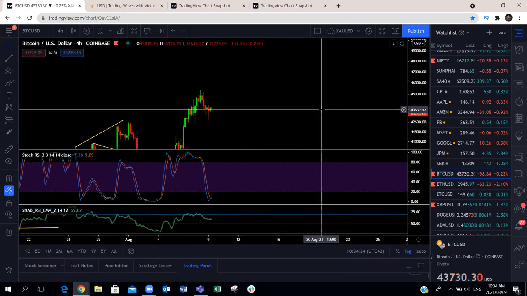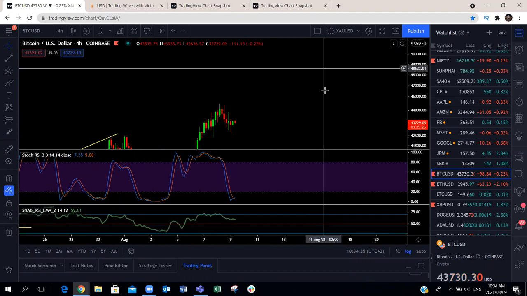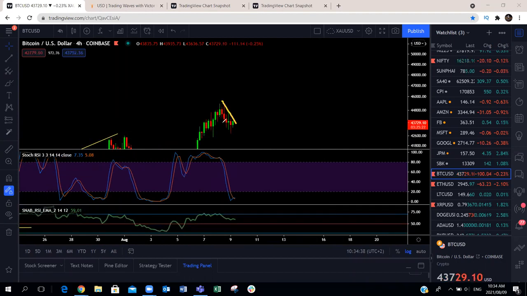So the 4-hour, we even have a 4-hour setup on Bitcoin. So this is looking likely like a continuation to the upside. We're going to see more upside here. Expect more upside.